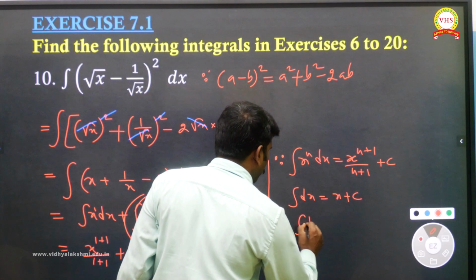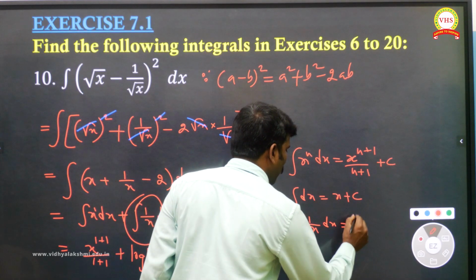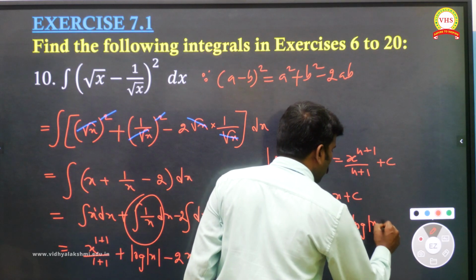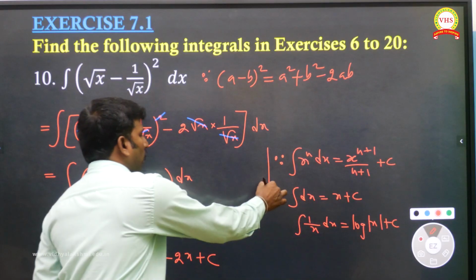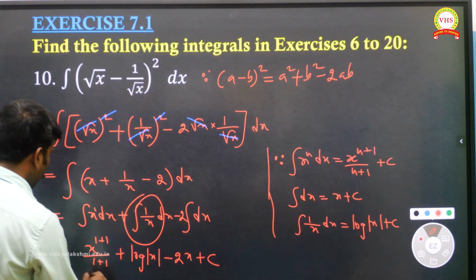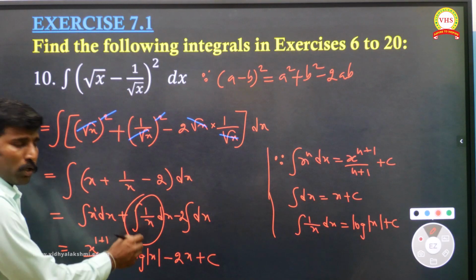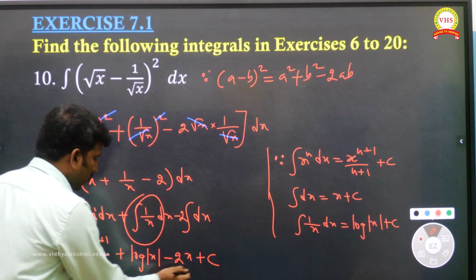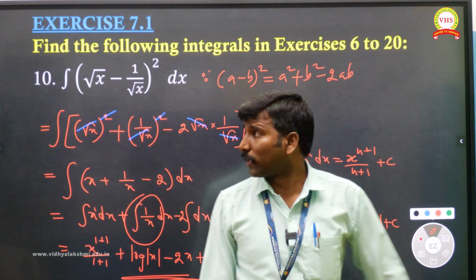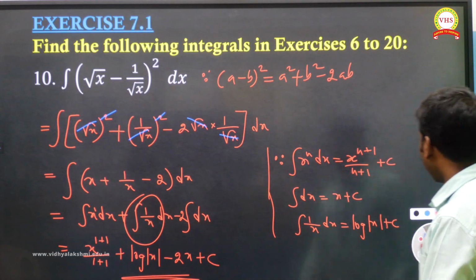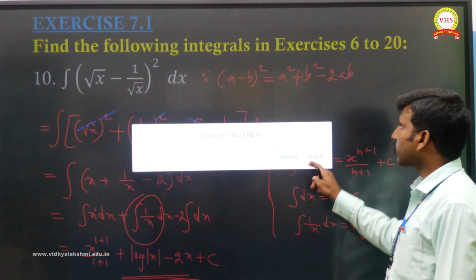And one more formula I used: integral 1 by x into dx is log mod x plus c. All these three formulas I have used here. That's it, our answer is over. When you add 1 plus 1, 2 divided by 2, it will be over. This is our final answer for question number 10. Okay, let's go to the next question.